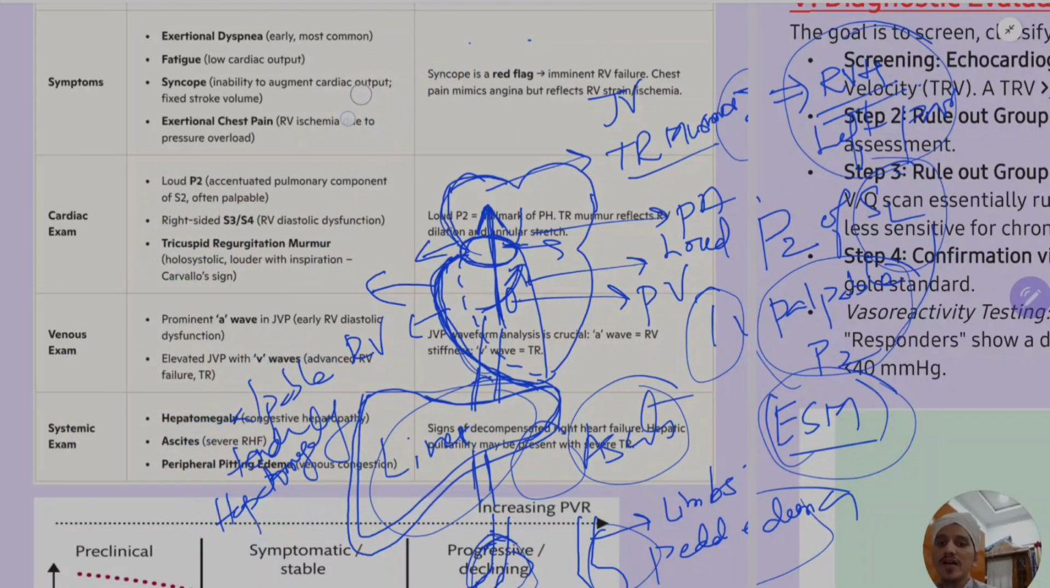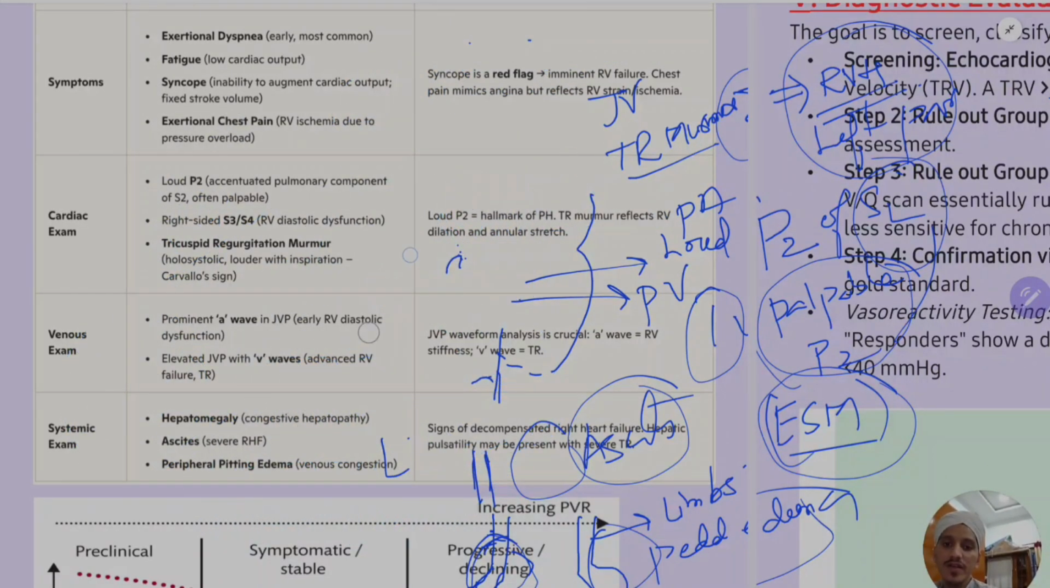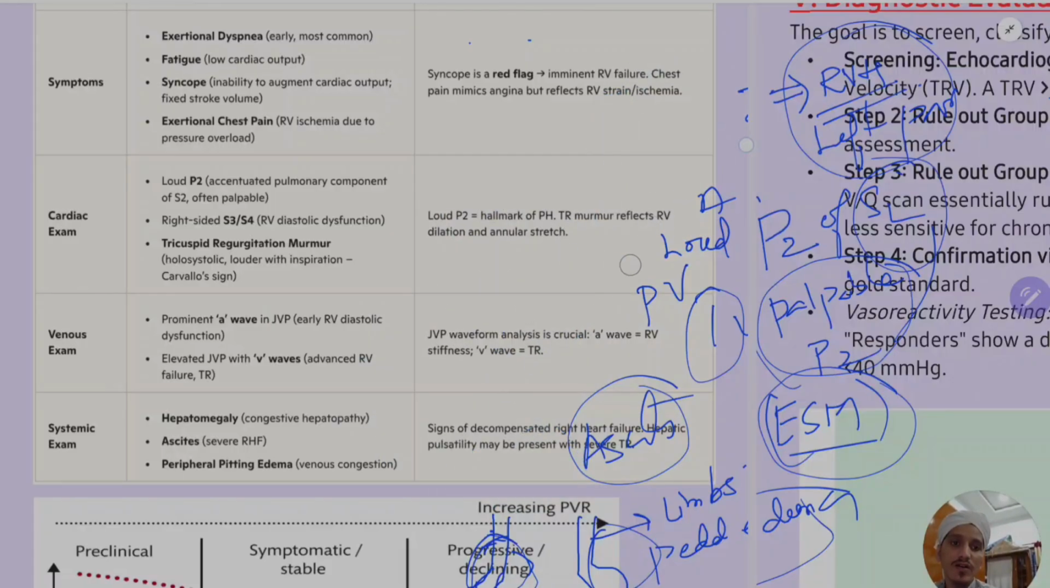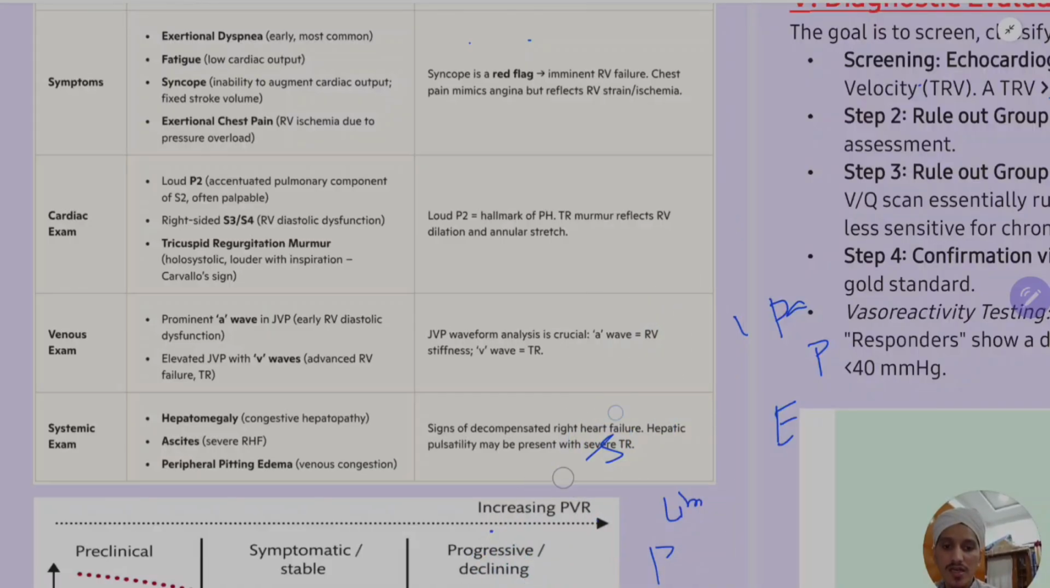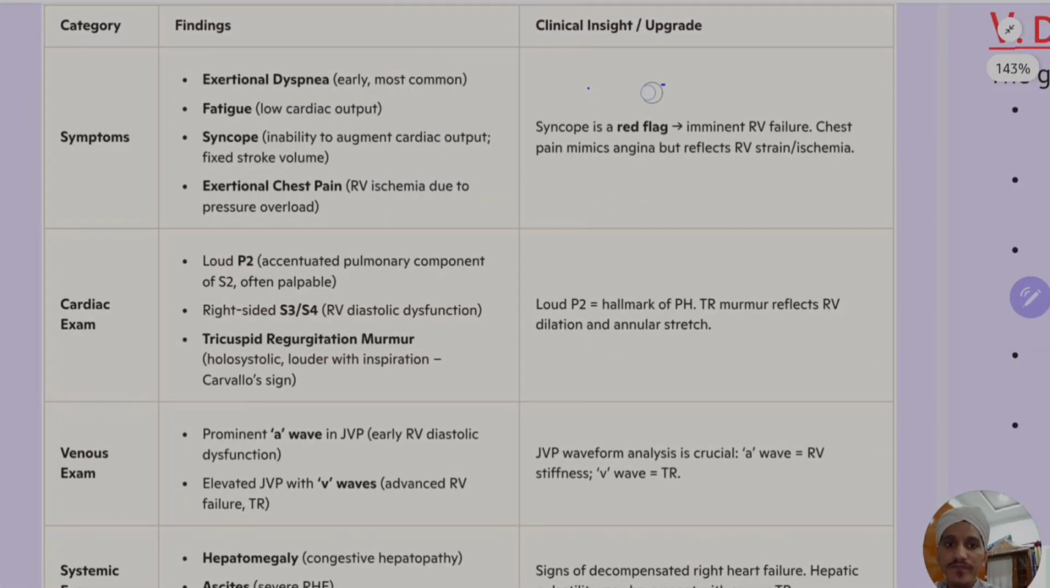Now we will learn the symptoms and signs of pulmonary hypertension. By knowing all this mechanism of signs and symptoms, now we will learn about the signs and symptoms properly. So you see here, symptoms. There will be exertional dyspnea, and this is the earliest symptom, which is most commonly seen. So exertional dyspnea, fatigue because of low cardiac output.